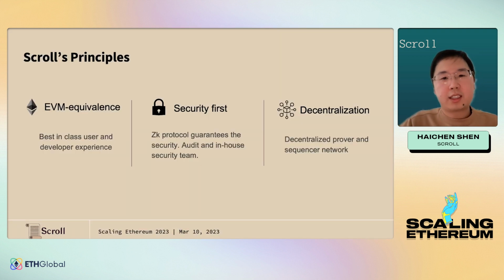And then lastly, about our principles: while we are building the zkEVM to scale Ethereum, we still follow our principles when building things. First, we aim to build an EVM-equivalent zkRollup so that it can achieve the best-in-class user and developer experience. And second, we keep a security-first mindset when building the layer 2s.